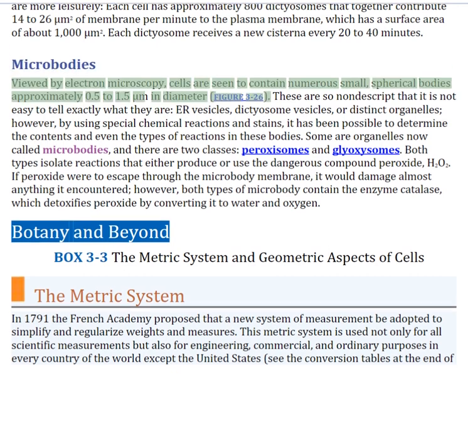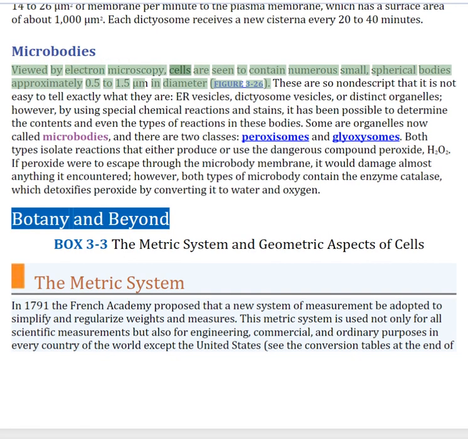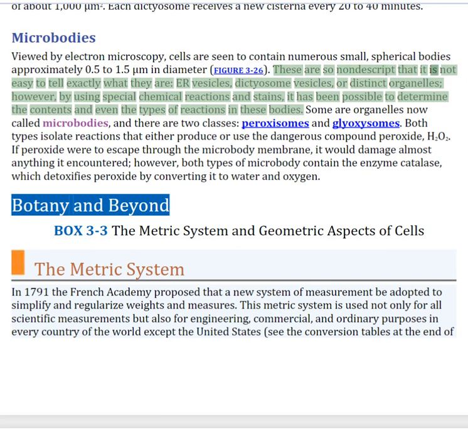Microbodies. Viewed by electron microscopy, cells are seen to contain numerous small, spherical bodies approximately 0.5 to 1.5 micrometers in diameter. These are so nondescript that it is not easy to tell exactly what they are: ER vesicles, dictyosome vesicles, or distinct organelles. However, by using special chemical reactions and stains, it has been possible to determine the contents and even the types of reactions in these bodies.